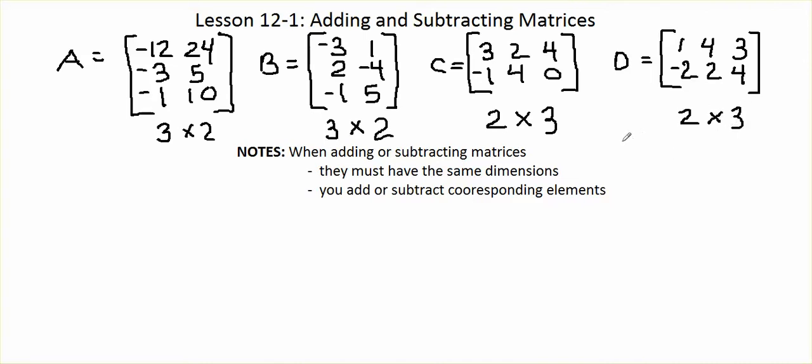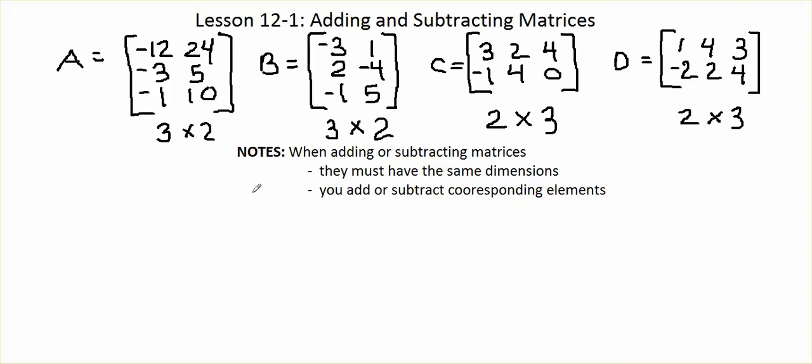Okay, here's your notes section. So this is where you should pause your video and open up your notebook and take some notes. When adding or subtracting matrices, they have to have the same exact dimensions. If they don't have the same dimensions, you can't add them. So for instance, you can add matrix A and B, but you cannot add matrix A and C. Their dimensions aren't exactly the same.